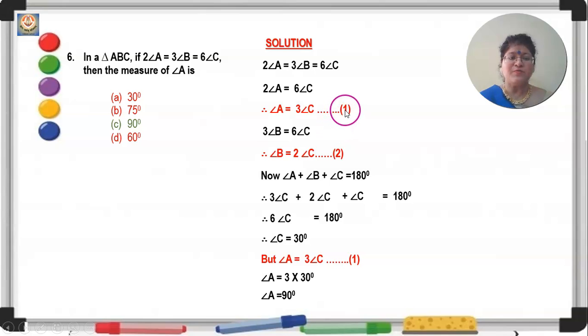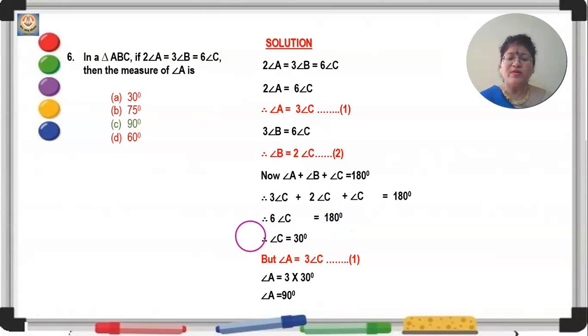Now if you look at statement 1 and statement 2, isn't A equal to 3 times angle C and B equal to 2 times angle C? That means both of them are written in terms of angle C. Now A plus B plus C is equal to 180 degree. Substitute. What is A? A is 3 angle C. What is B? B is 2 angle C. What is C? Write C as it is. So when you add them, you get 6 angle C equal to 180 degree.